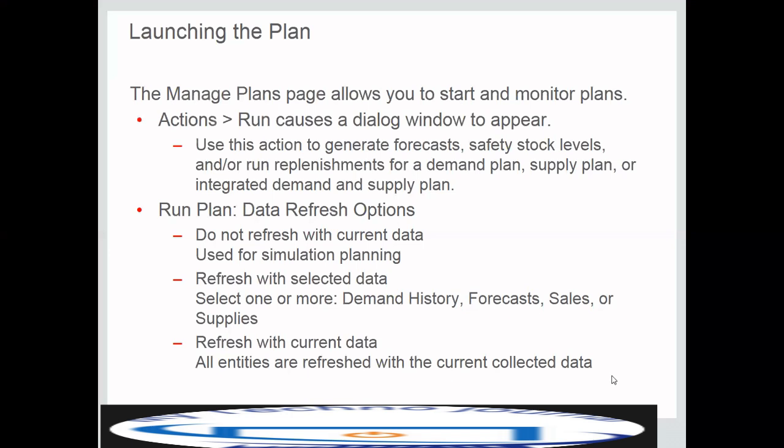Whatever data is there in the collection database is going to be taken into consideration for running the plan. First time when you run any plan, you have to make sure that you use this particular option, refresh with current data. Anyway, when the plan is run for the first time, you will not see these two options; only this option will be available. Once you have run the plan, you will have all three options available: do not refresh with current data for simulation purposes, refresh with selected data, or refresh with current data.